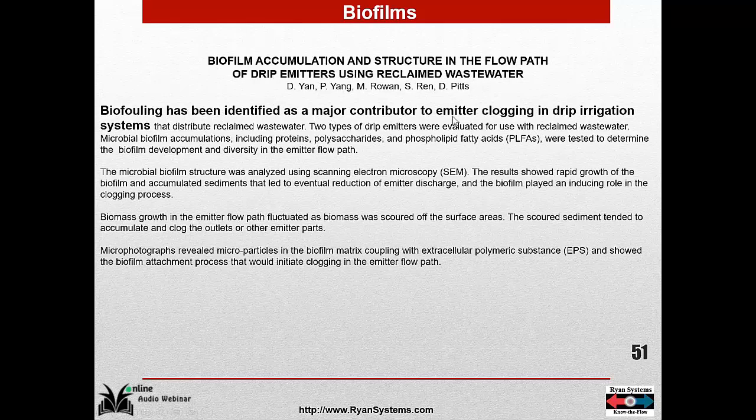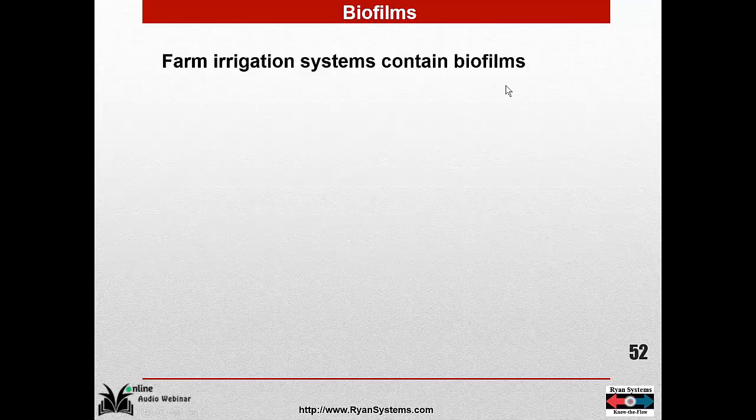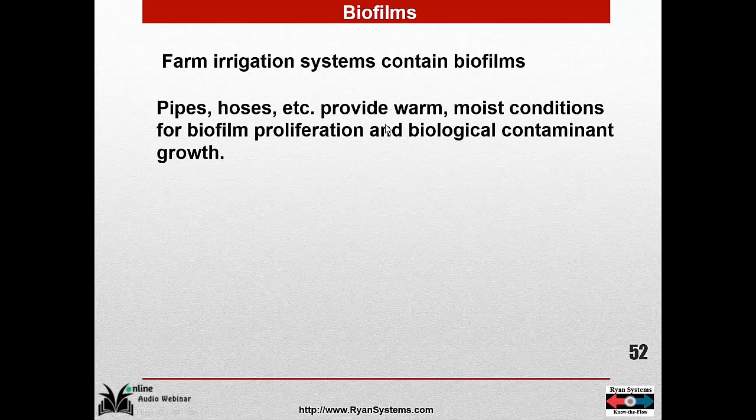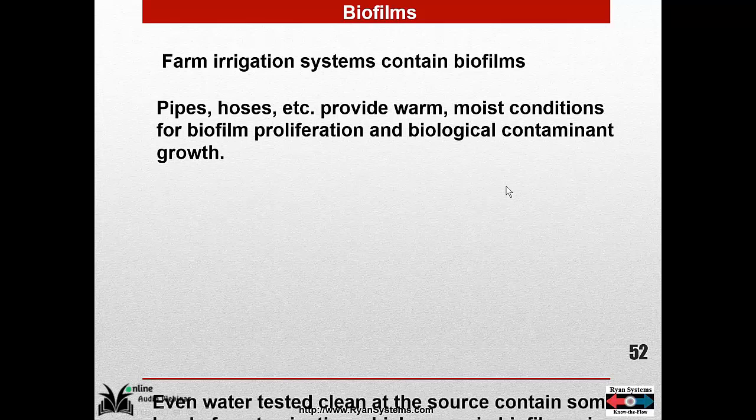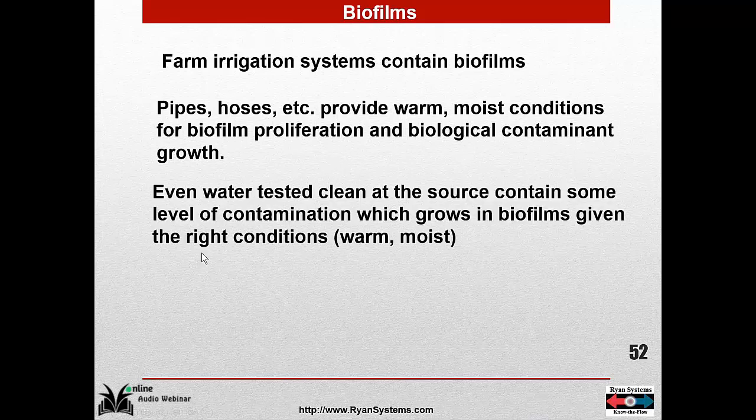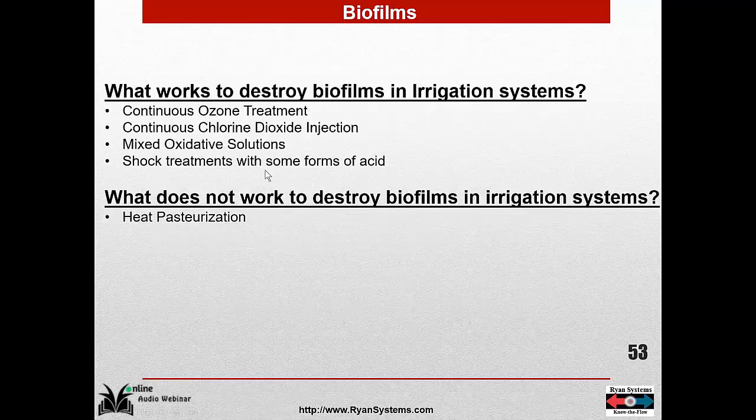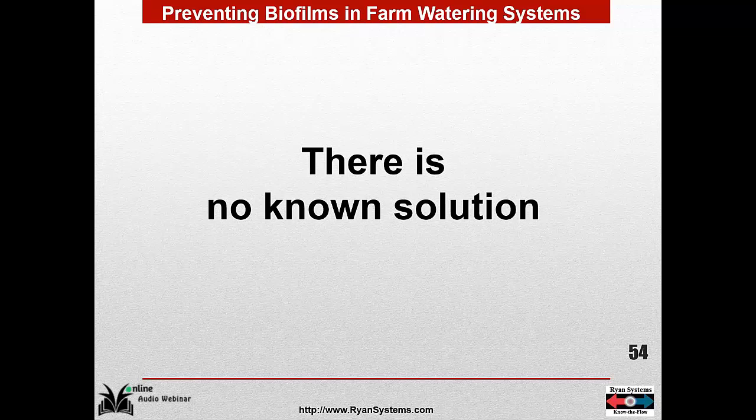Fouling has been identified as a major contributor to emitter clogging in drip irrigation systems. Farm irrigation systems, pipes, and hoses provide warm, moist conditions that let the biological contaminant grow. Even if the water is tested clean at the source, some level of contaminant grows in biofilms under the right conditions, warm and moist. And a lot of things don't work. Bottom line, for preventing biofilms in farm watering systems, there's no known solution.